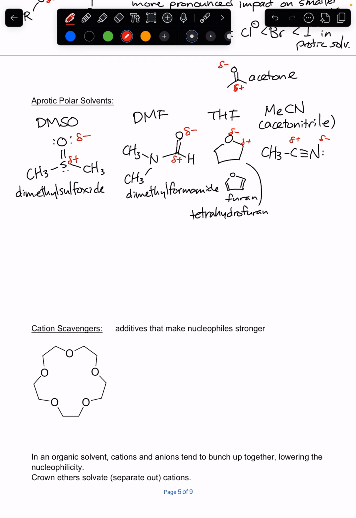Okay, so what we're saying is these are great for SN2 reactions. It's partly because they dissolve nucleophiles well, because they're polar, and they don't interfere by hydrogen bonding like protic solvents. And it's technically not hydrogen bonding, what we showed, but I think you know what I mean.